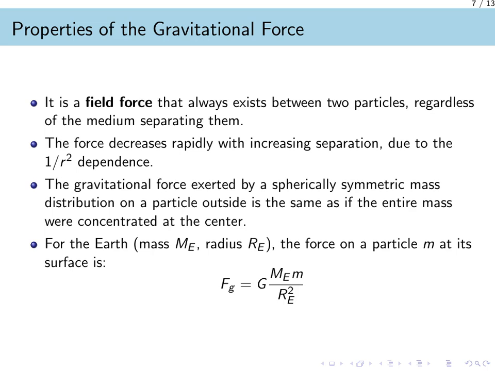For any object that is a spherically symmetric mass distribution, like a planet, you can calculate the force it exerts on an outside particle as if all its mass were concentrated at its center. This allows us to find the force on a particle at the Earth's surface by using the total mass of the Earth, m sub e, and the Earth's radius, r sub e, as the distance. The force F sub g equals G times m sub e times m, all divided by r sub e squared. Therefore, we can treat a massive planet just like a point particle for objects outside of it.